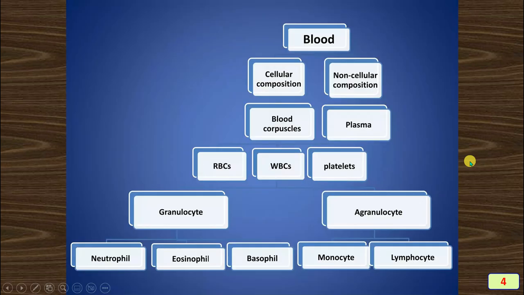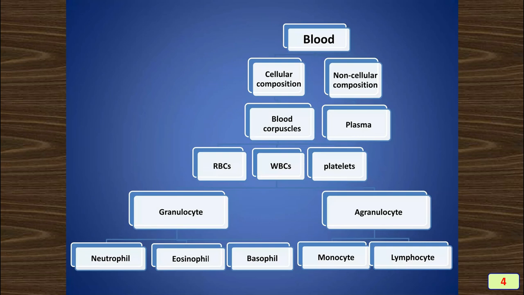Then the blood is divided into cellular composition and non-cellular composition, meaning some of the blood components are present inside the cell and some outside the cell. So the blood corpuscles and the plasma are the two components. Once again, the blood corpuscles are classified into RBCs, WBCs, and also the platelets.